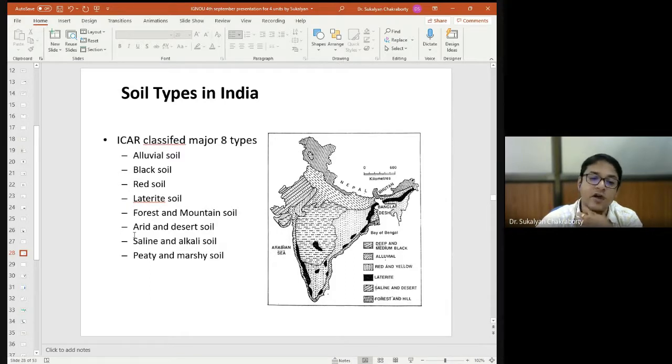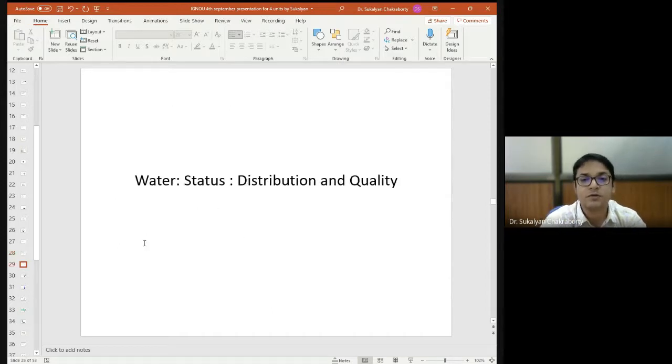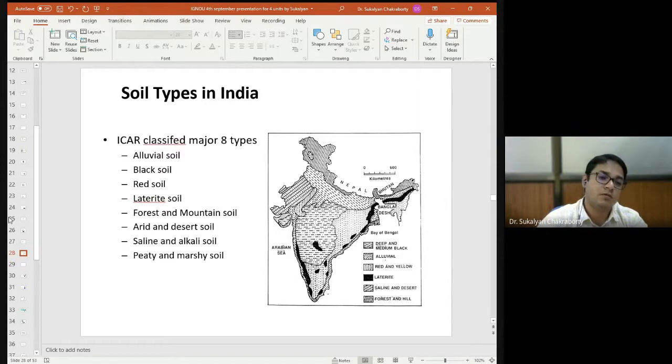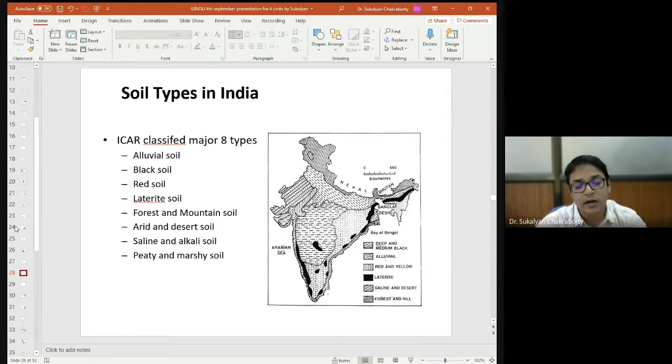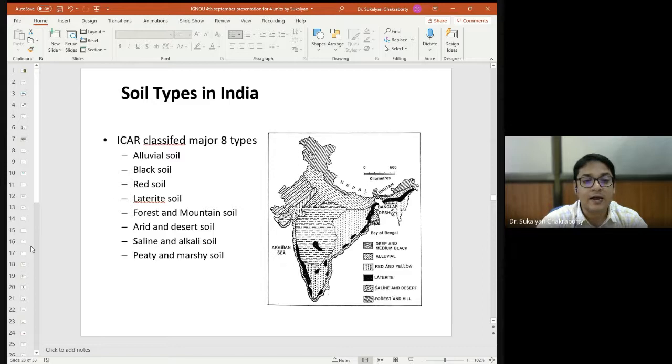Arid and desert soil, which are dry soils. Saline soil near the coastlines, and peaty and marshy soil due to the wetlands. So these are the major soil types. So this was all about soil, the technical contents of soil, how it can be managed, what things are generally done to manage it, and what the threats are. If we can manage the soil component, then a larger part of land use and land resource can be managed from that.